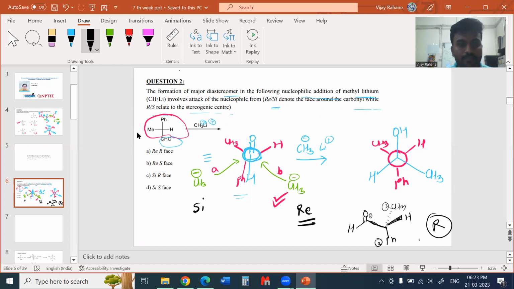So the correct option is R. So this A is the correct option. So A is the correct option, right? So the correct option is A. We'll take the next question.